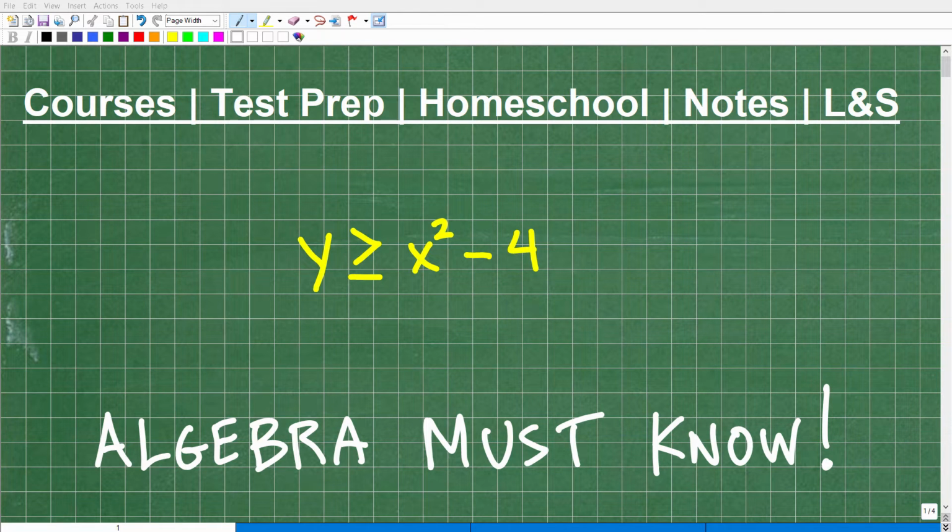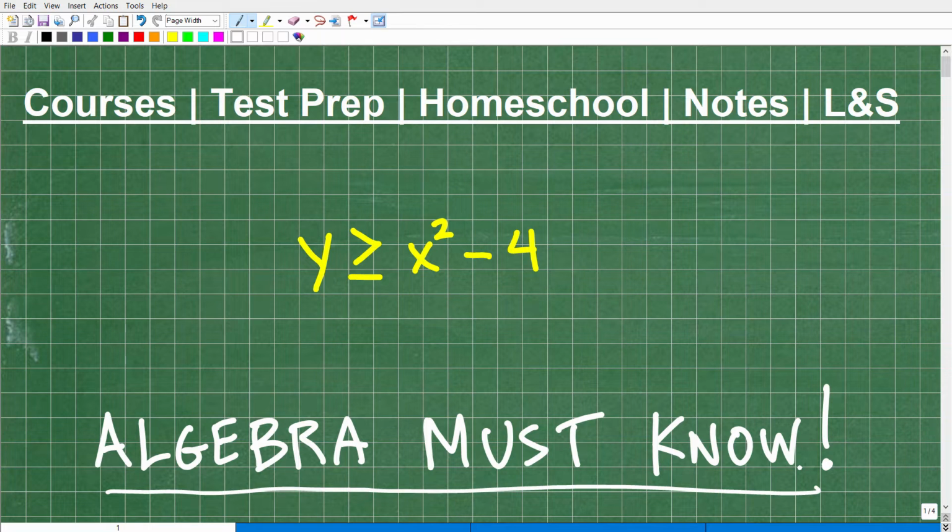Okay, so if you're taking any sort of algebra course, things like Algebra 1, Algebra 2, College Algebra, you're definitely going to have to be able to do a problem like this. And what we're talking about here is a quadratic inequality. So if you think you can solve this, go ahead and pause the video.